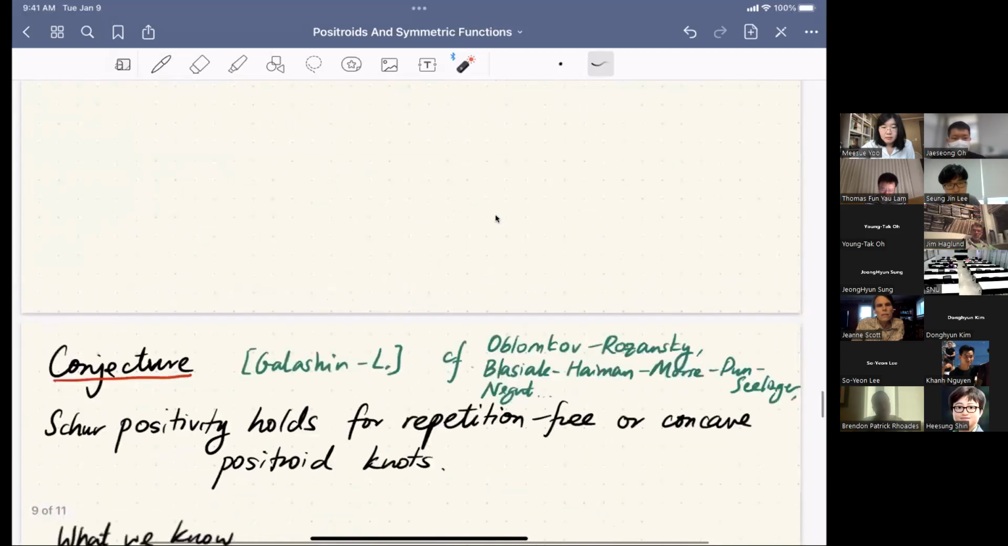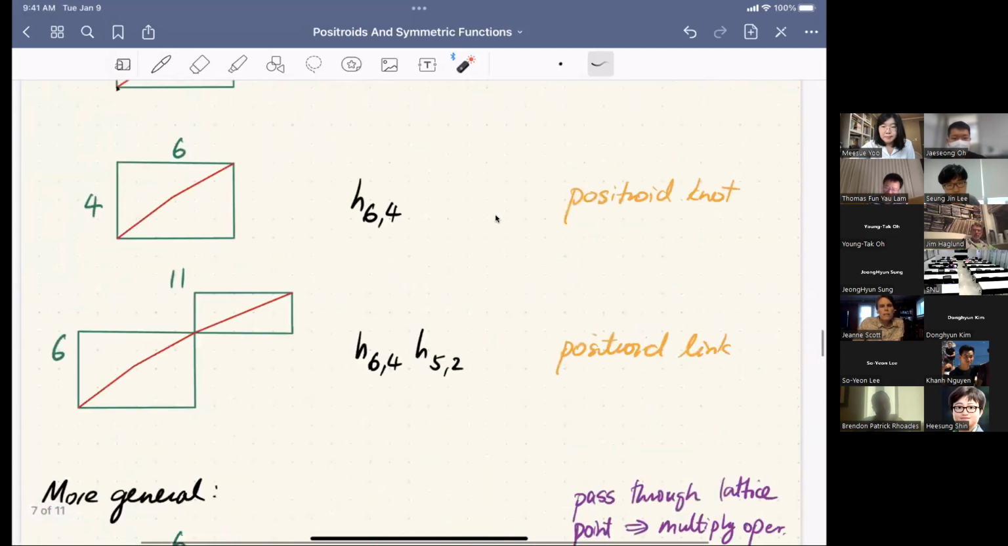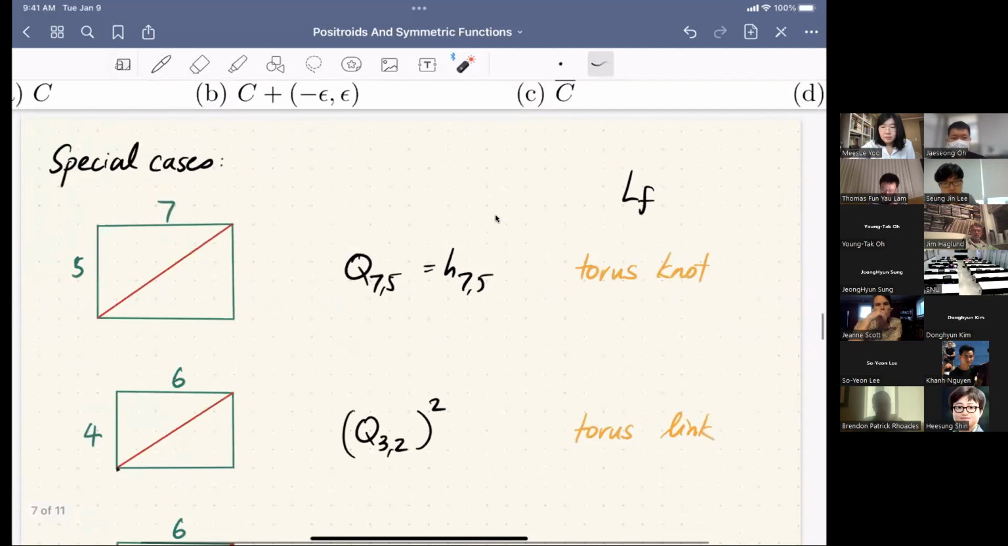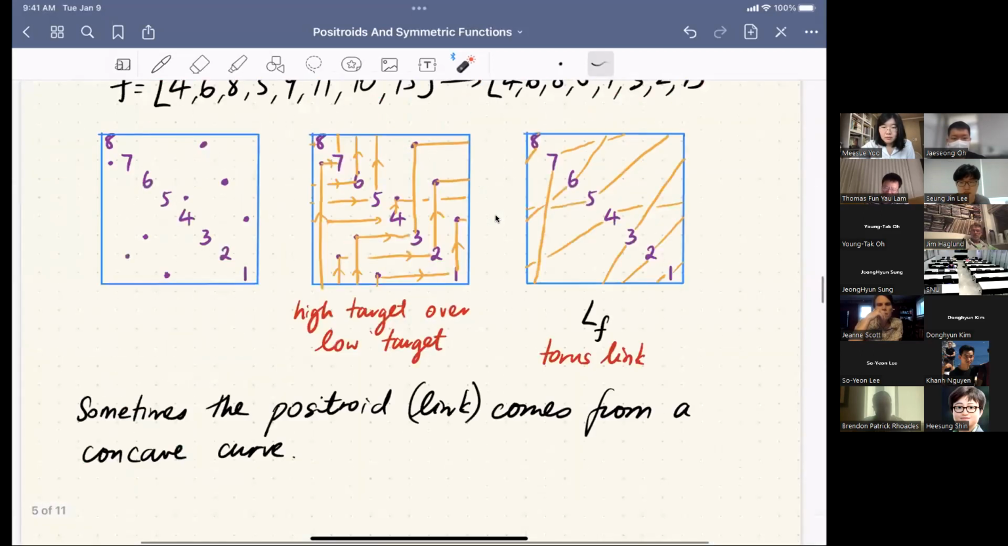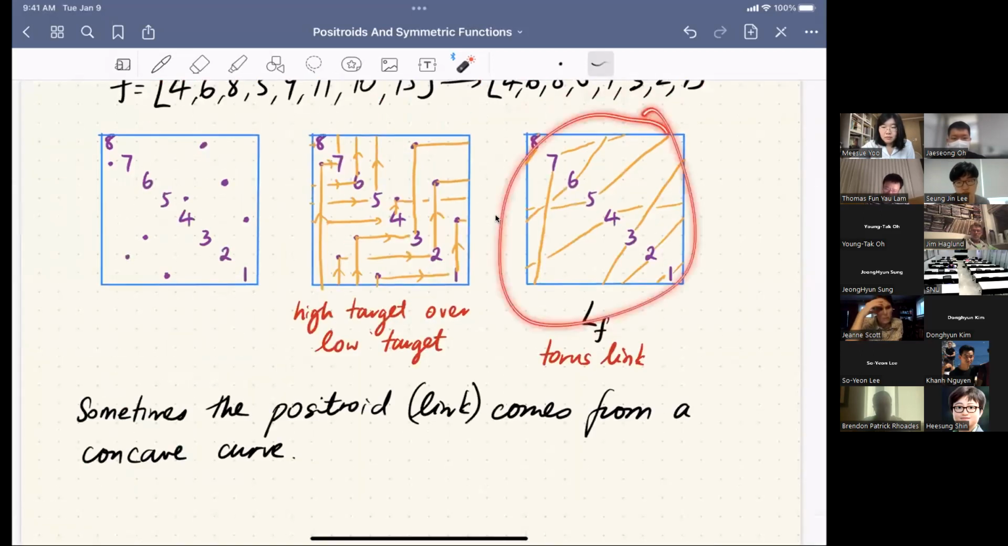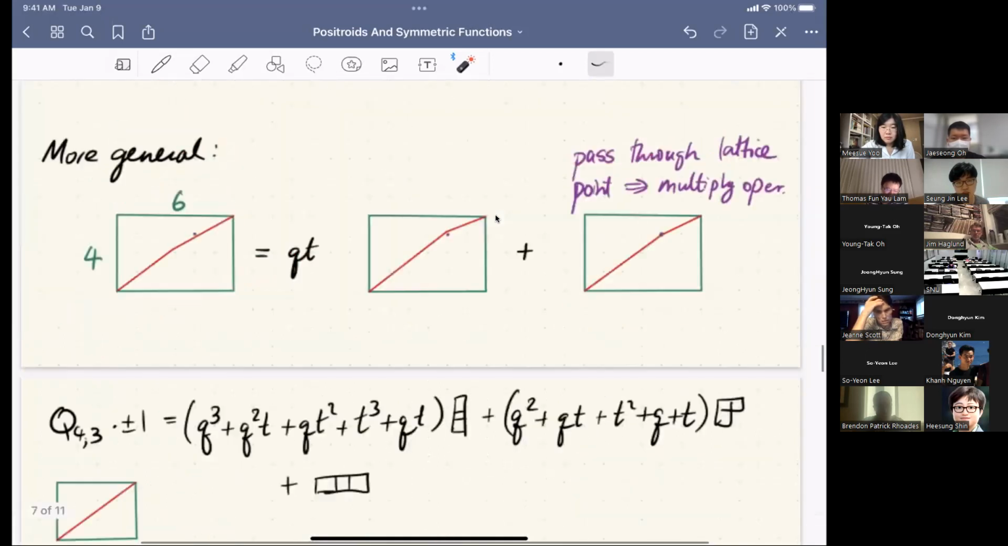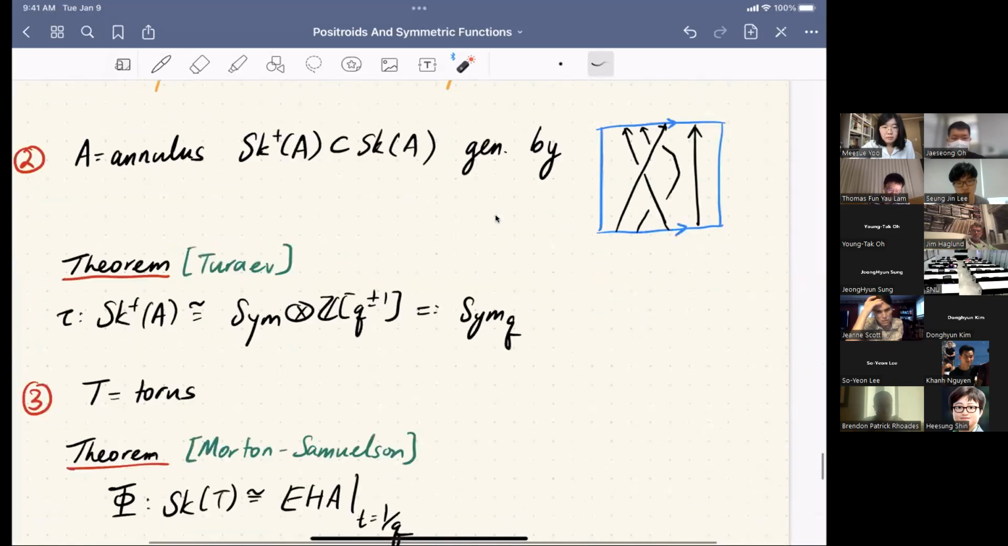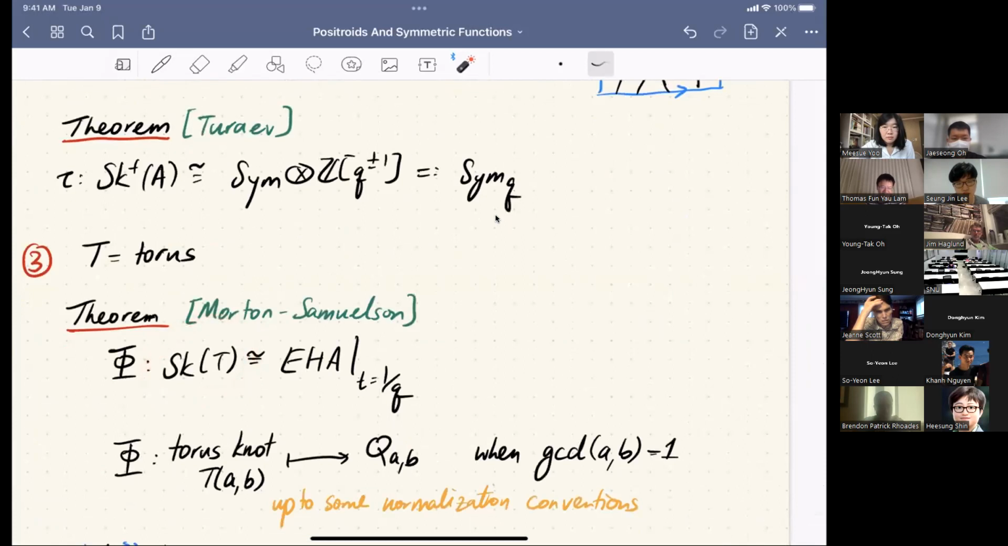But at this specialization, we understand the skein of the torus, and as I said before, every time you give me a positroid, I can give you a torus link. So if you give me a positroid, I can give you a link in the torus, and this link gives me an element in the skein of the torus, which then gives me an element in the EHA. And so this is where our conjecture comes from.